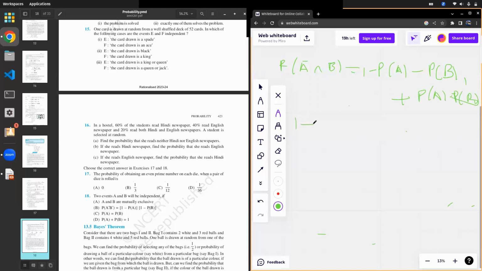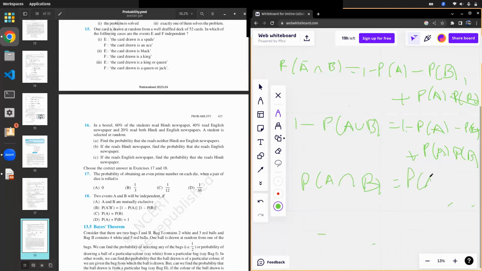This can also be written as 1 minus probability of A union B, equal to 1 minus P of A minus P of B plus P of A times P of B. And if we expand P of A union B, we get P of A plus P of B minus P of A intersection B. So if we do that, I think we'll get P of A intersection B equal to P of A times P of B. This is the required condition for A and B to be independent. So this will be the answer.